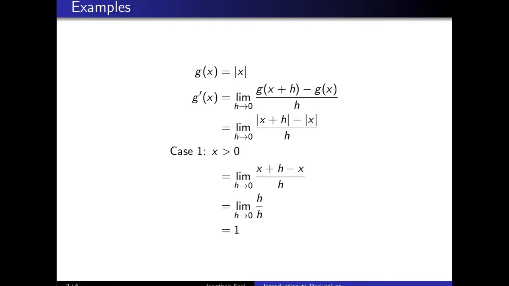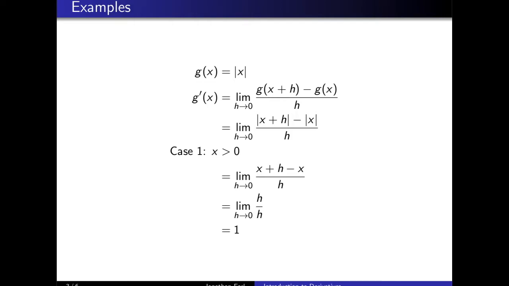We'll take g prime to be the limit as h goes to 0 of the absolute value of x plus h minus the absolute value of x, all divided by h. And in this case, kind of like the square root function, we're going to break this up into a couple of cases. So the first one is we're going to assume x is a positive number.